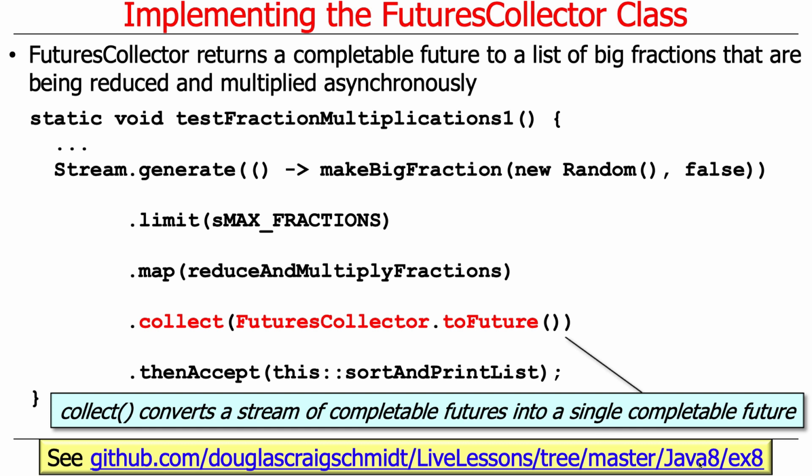We've already seen this example before when we were talking about applying completion stage methods. And you recall we generated a bunch of big fractions, reduced and multiplied them asynchronously, and then we collected all those asynchronous computations into a single completable future that is triggered when all the other ones finish running. So that's what this particular collector is going to do. It's going to give us back one completable future that waits for everything else to finish.